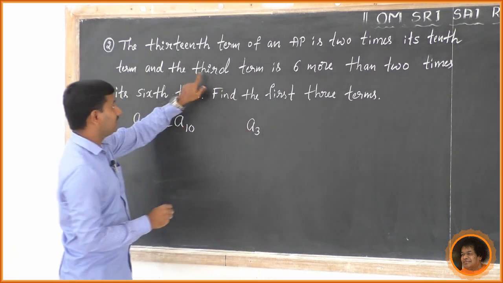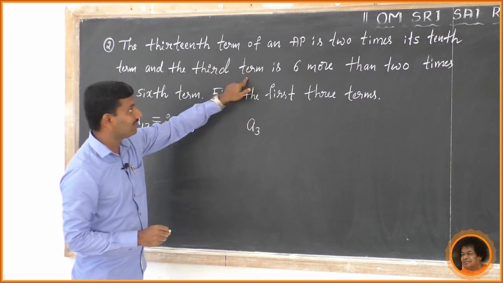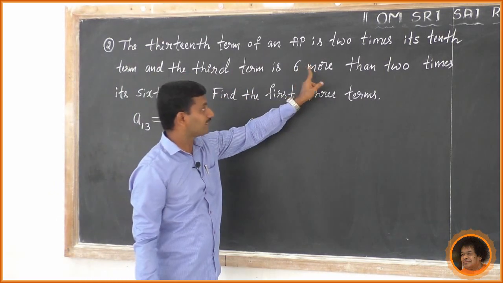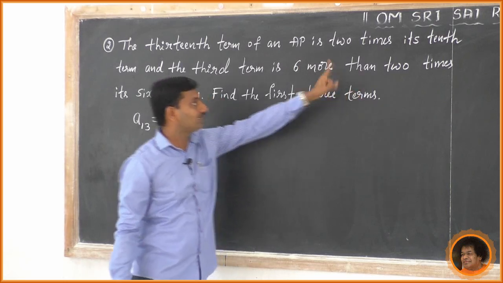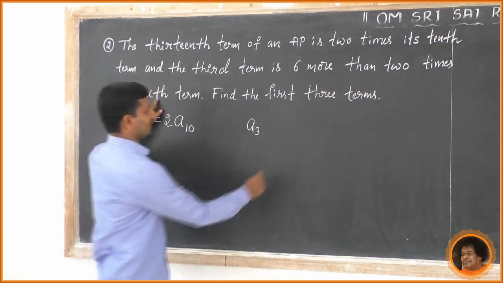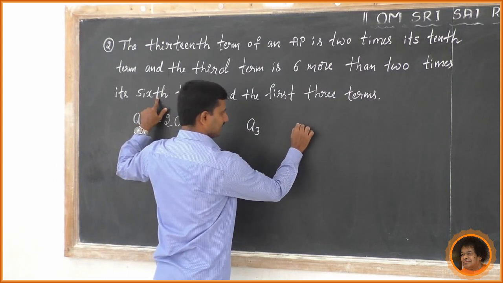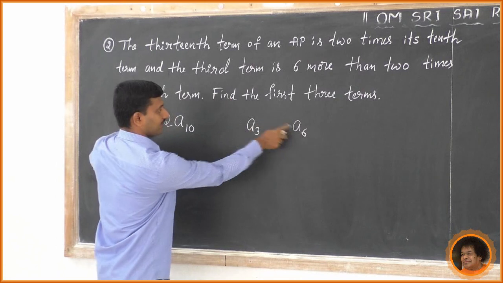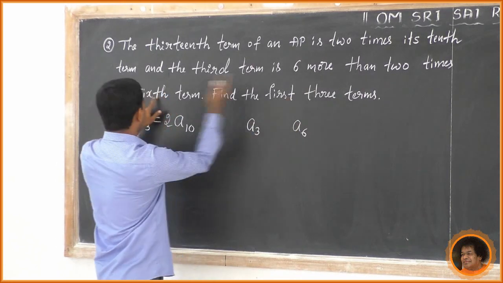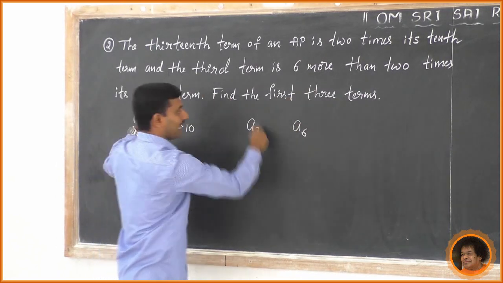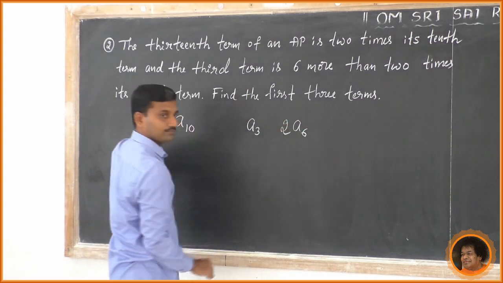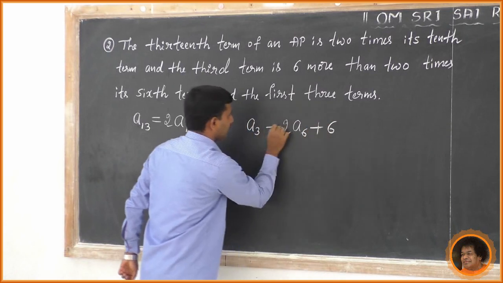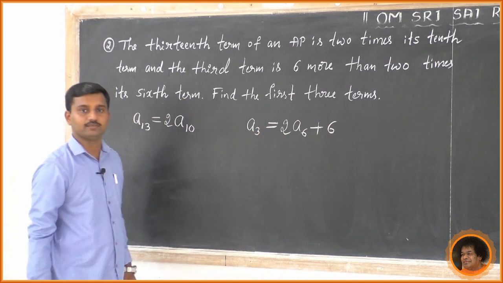A3, the third term of an AP, is 6 more than 2 times its 6th term. More means plus. How to write the 6th term? 6th term A6, third term A3. 2 times its 6th term: 2 times means multiply by 2. 6 more means plus 6, which is equal to A3, the third term.